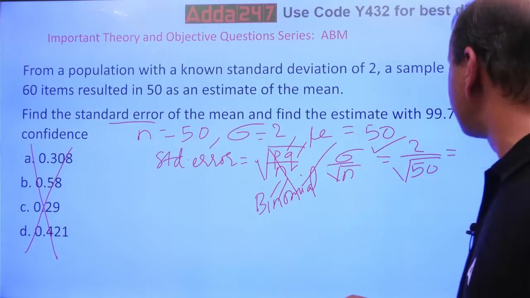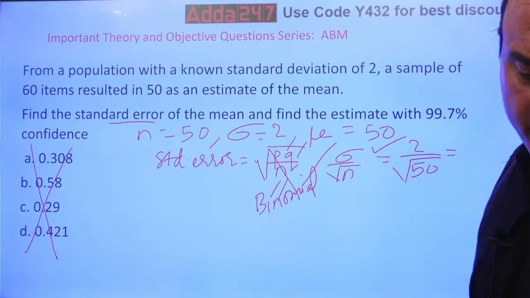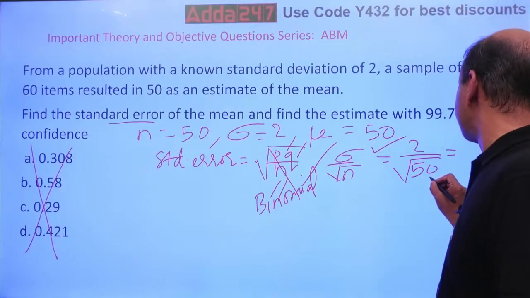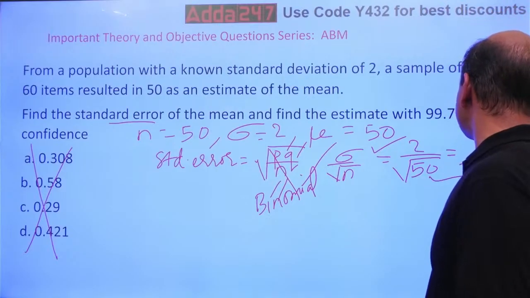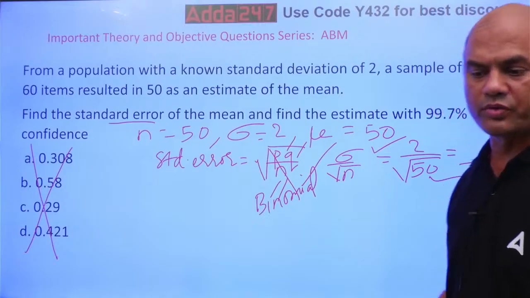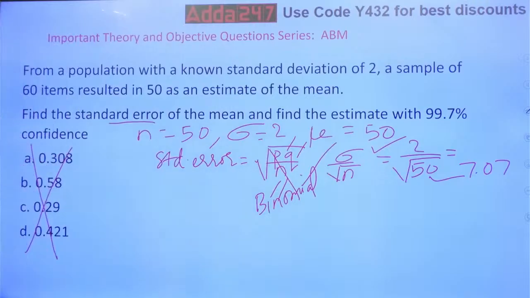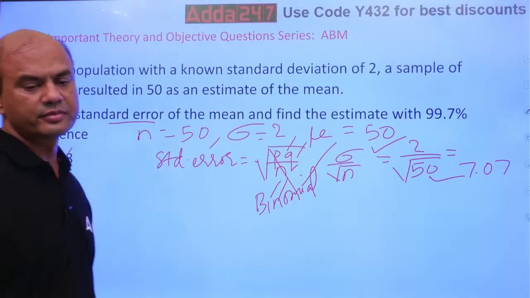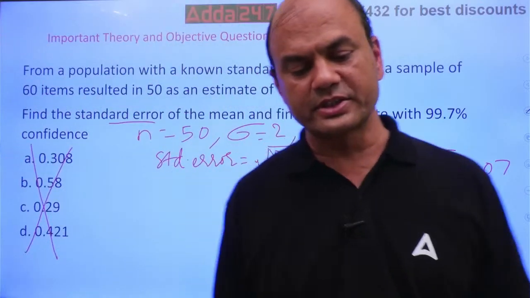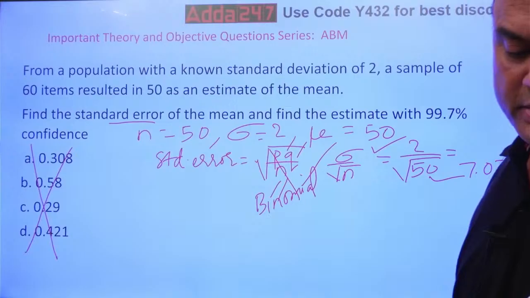Root of 50 is what? 7.07. Root of 50. Are you getting this? Is everyone getting this? 7.07. Got it? So 2 upon 7.07. Now do it. 2 upon 7.07. Everyone, give me the answer from your side.